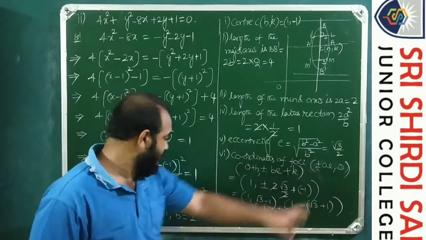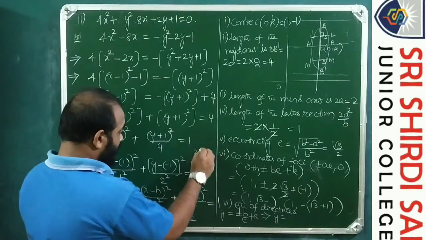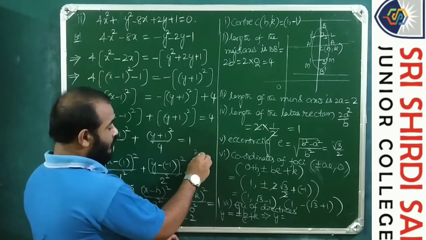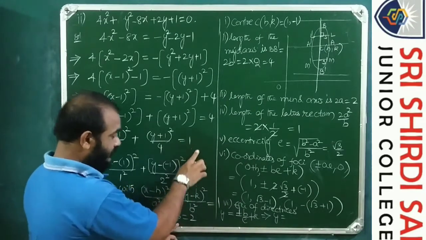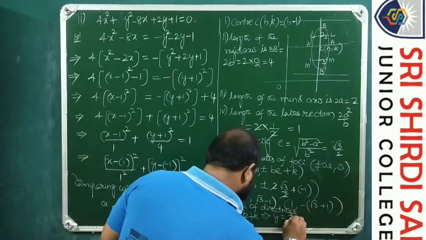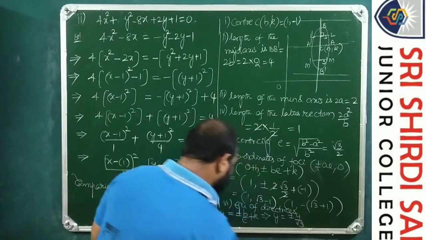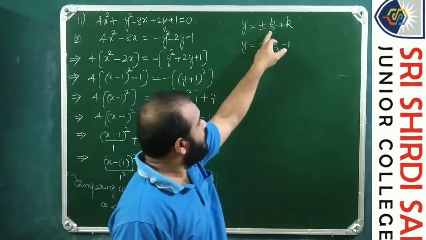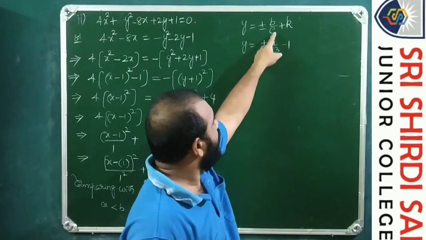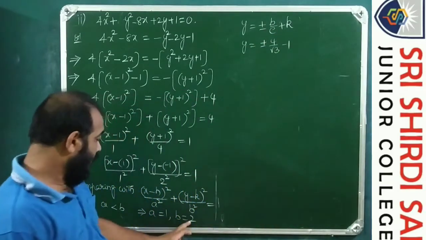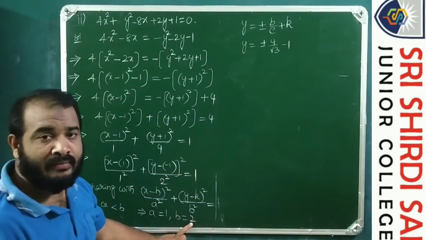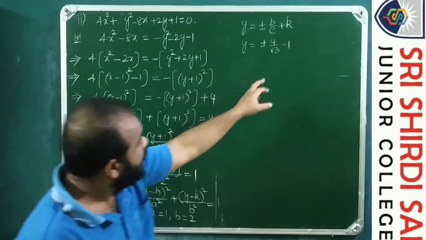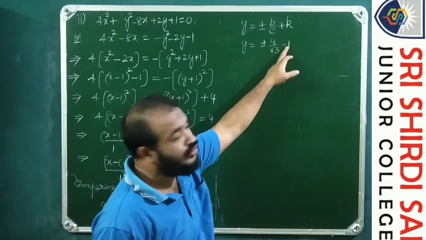So y equals plus or minus b by e. The b value is 2, and e value is root 3 by 2. So that is 4 by root 3. Plus or minus b by e plus k: b value is 2, e is root 3 by 2, and 2 divided by root 3 by 2 is 4 by root 3. My k value is minus 1.